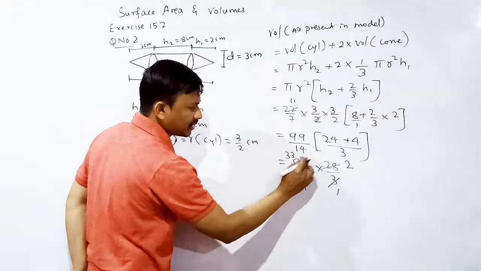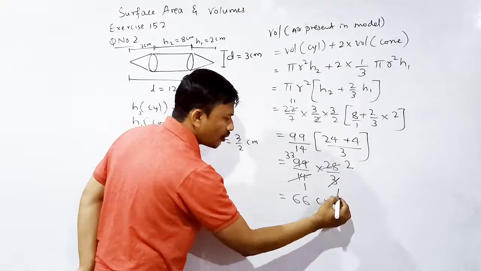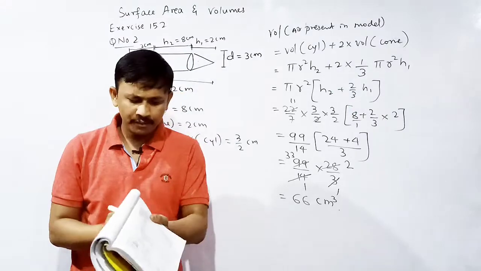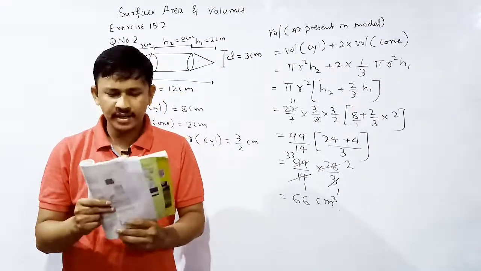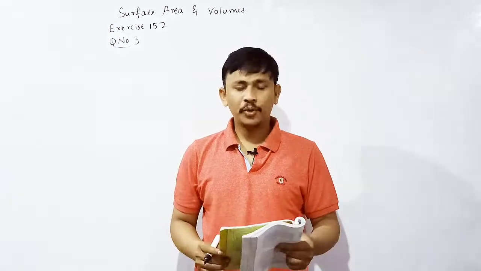This is equal to 33 threes are 66 centimeter cube is the volume of air present in the model, which is made by an engineering student named Rachel. Third question, very important question.